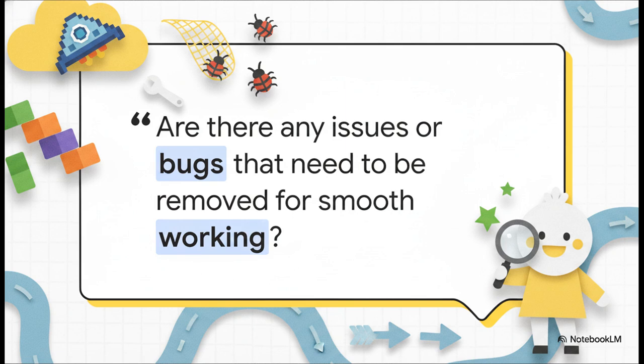We've all felt that quiet frustration of clicking play, only to watch our digital character walk backwards through a solid wall. The text asks a fantastic question here. Are there any issues or bugs that need to be removed for smooth working? I absolutely love this because it totally normalizes making mistakes. Hitting a bug isn't a failure. It's a completely natural, expected part of the creator's journey. Testing your game, finding out what's broken, and figuring out how to fix it, honestly, that's where the real learning happens.